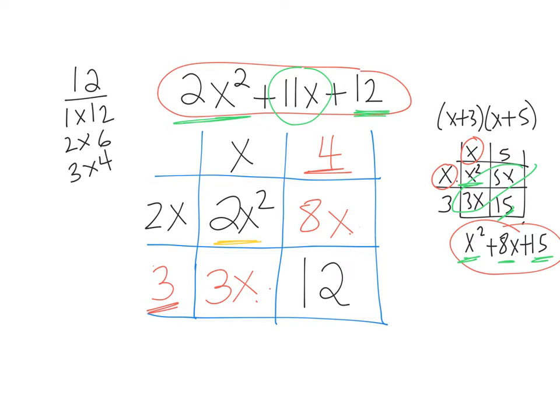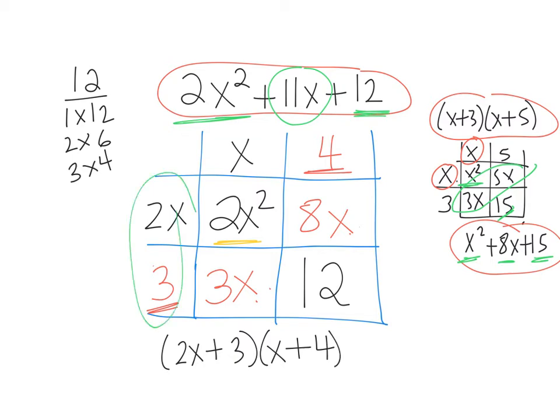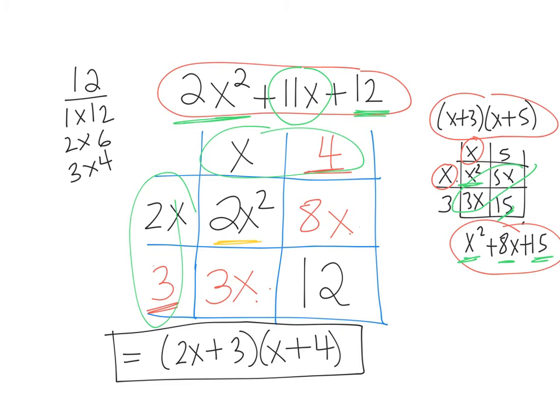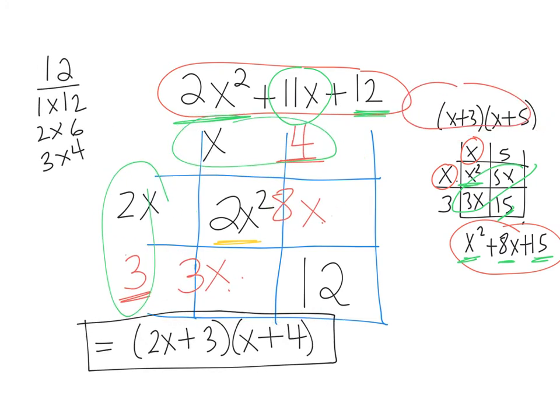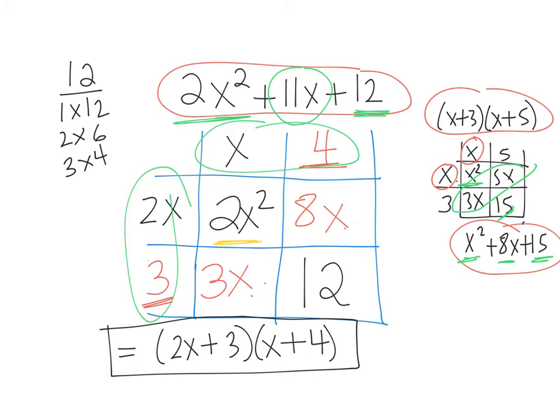Now the answer here, because it's the opposite of what we did before, is the initial thing. In the first question, this is the answer I'm looking for, the thing in the brackets. So here my answer is 2x plus 3, because that's what's down the side, and x plus 4. It's the two things here and here. That's the answer I'm trying to get. Now, how could I check that answer? Well, really easily, because we've already learned how to multiply these things.